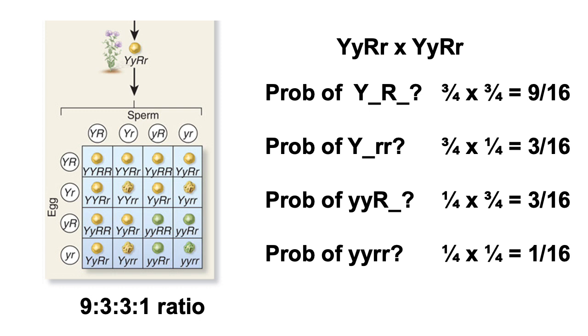So you can use the product rule to get the same data that you could get by drawing out this whole Punnett square, because if you count all of these up, you will see that there are 9 squares that are yellow and round. There are 3 squares that are yellow and wrinkled. There are 3 squares that are green and round, and then there's 1 square that's green and wrinkled.